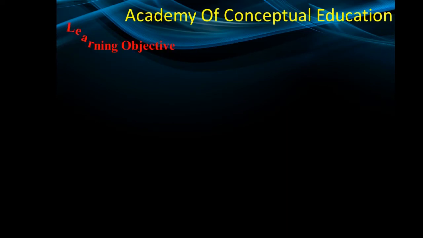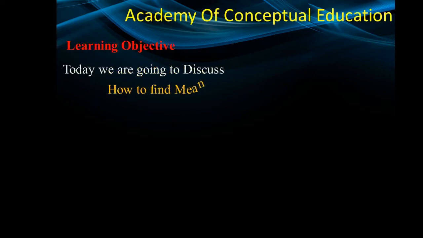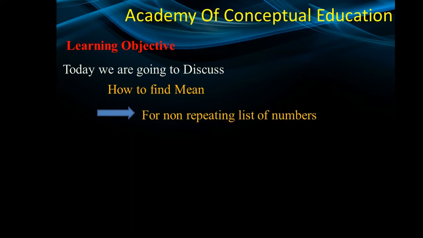Now today our learning objectives are that we are going to discuss how to find the mean for a non-repeating list of numbers, and hopefully you have a clear concept. Non-repeating means that no digit, no number is repeated. Let's say if we have 2, 3, 5, 7, it is a non-repeating list. But if we have a list 3, 3, 5, 6, it is a repeating list of numbers.